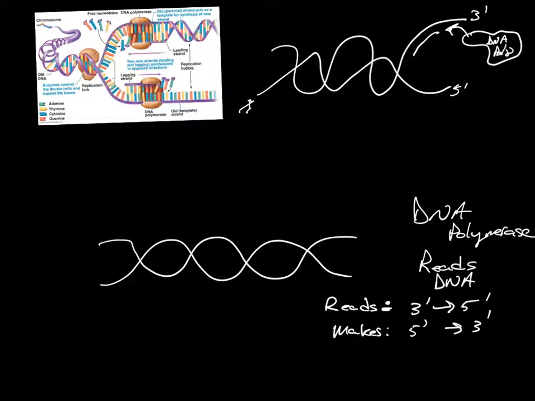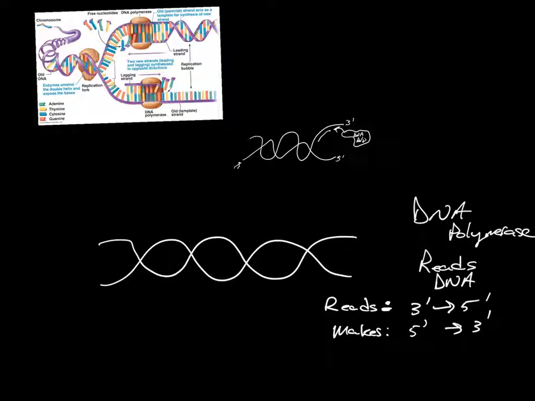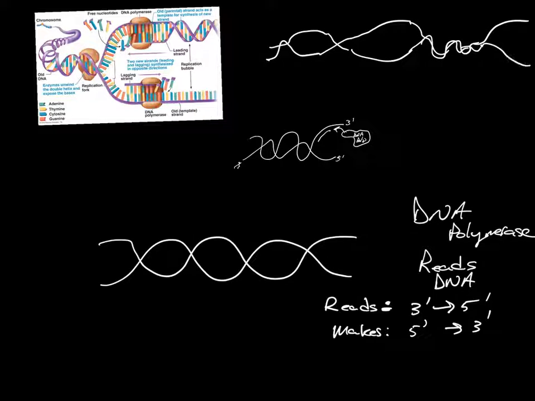What happens is that you don't get one single replication bubble. You get a replication bubble here, and then another one here, and then you might have another stretch, and then you have another replication bubble here.